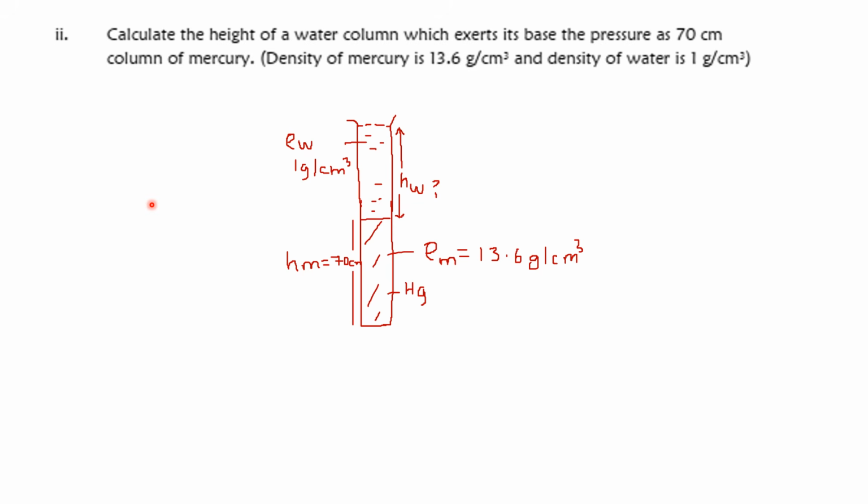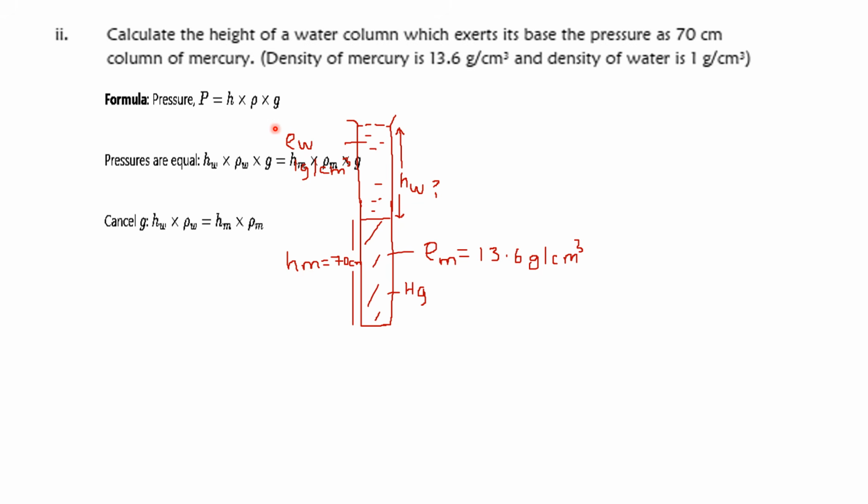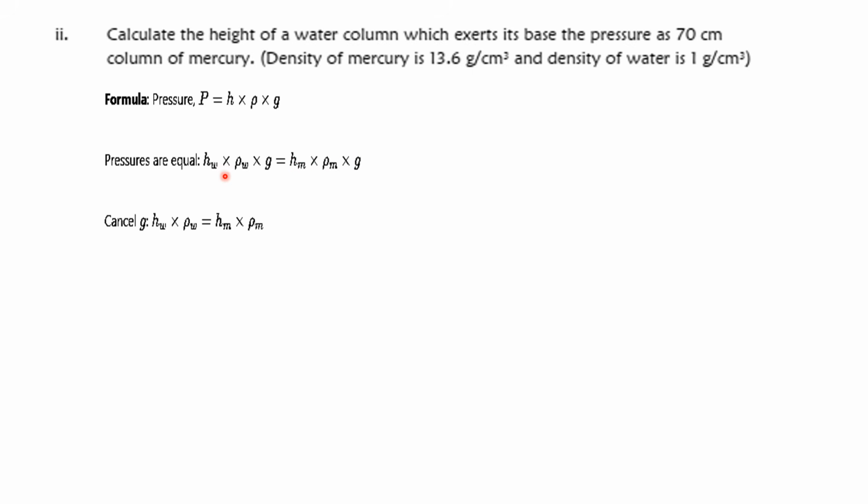All right, so to calculate the height of the water, let's look at the definition of liquid pressure. Liquid pressure is simply the height multiplied by the density of the liquid multiplied by acceleration due to gravity, g. So the pressure due to the water and the pressure due to the mercury are equal.